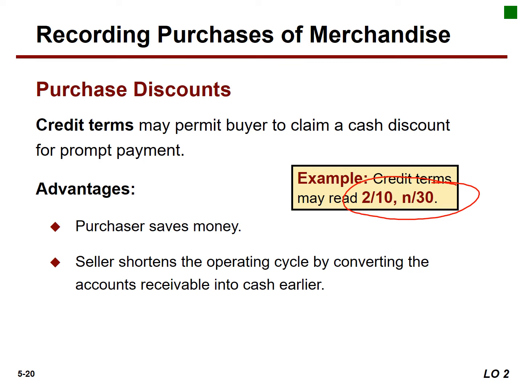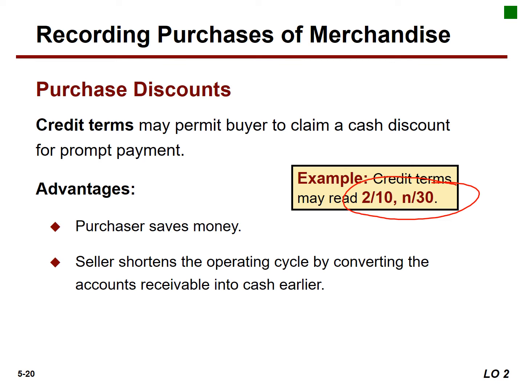This simply means that the seller is offering to the buyer a 2% discount if the buyer will pay within 10 days of the invoice. Otherwise, the full amount is due within 30 days.